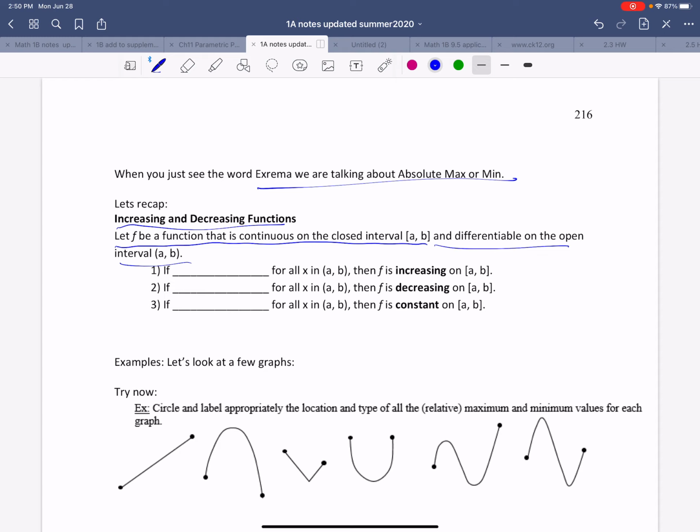So the derivative does not exist at points A and B because they're sharp corners, and we don't know how to draw the slope of the tangent line at those sharp corners.